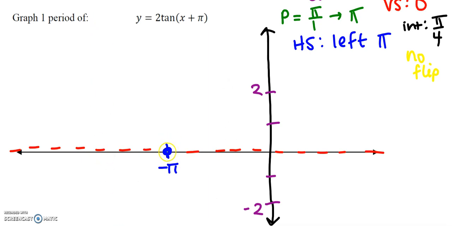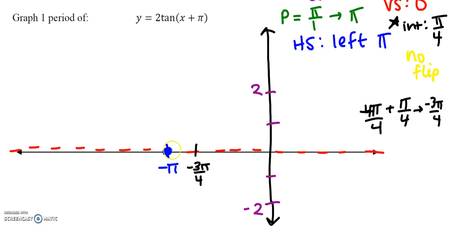So if I was at -pi and I add pi over 4 from my interval, I'm now at -3 pi over 4. And if you need to do a little fraction work, that's okay. -pi plus pi over 4, this would have been -4 pi over 4 plus pi over 4. So now I'm at -3 pi over 4. Then I need to go one more, and I'd be at -2 pi over 4, which is really -pi over 2. And when I get to that value, I now have the vertical asymptote.